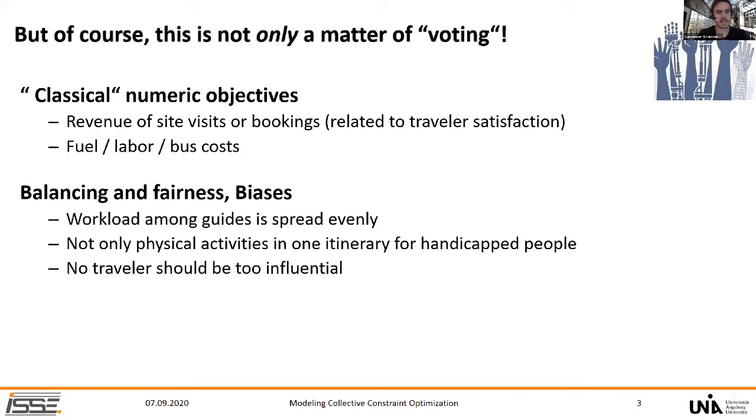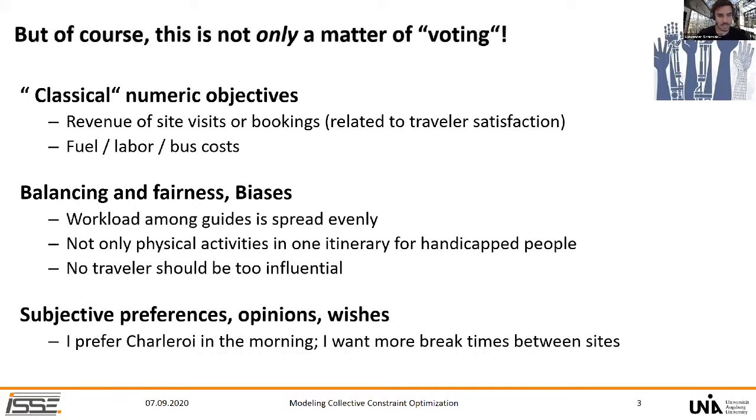For travelers, we might want to avoid offering itineraries that only involve physical activities if we think of handicapped people being in our travelers group. And bias in this sense now would mean that we do not really get something along the lines of a dominator, be it by accident or on purpose. So we do not want to have any traveler to be too influential in the group decisions. And I would expect anyone being part of such a travel group to think that this kind of dictator freeness is very interesting. And finally, after all those objectives, we have to deal with these subjective preferences, opinions, and wishes.